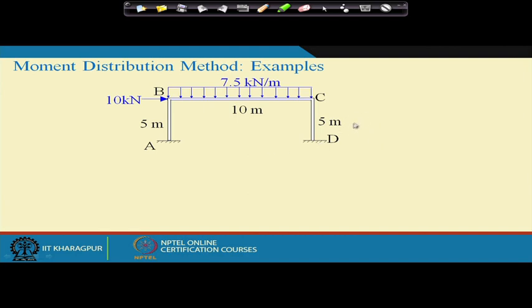Again, if you remember, in the slope deflection method also we considered a similar example. Now we'll be analyzing the same example through the moment distribution method, and then we'll compare the steps and the final results. Okay.